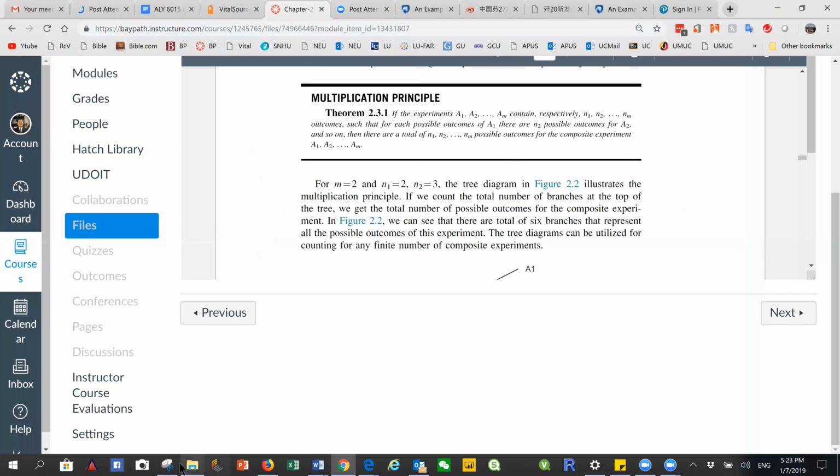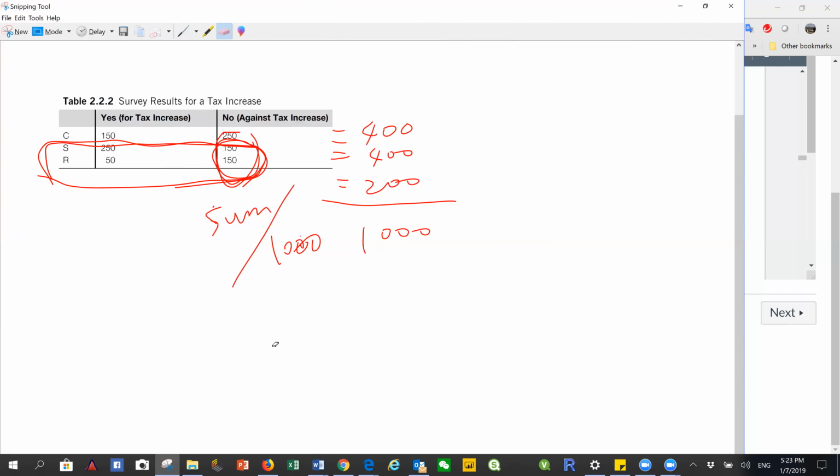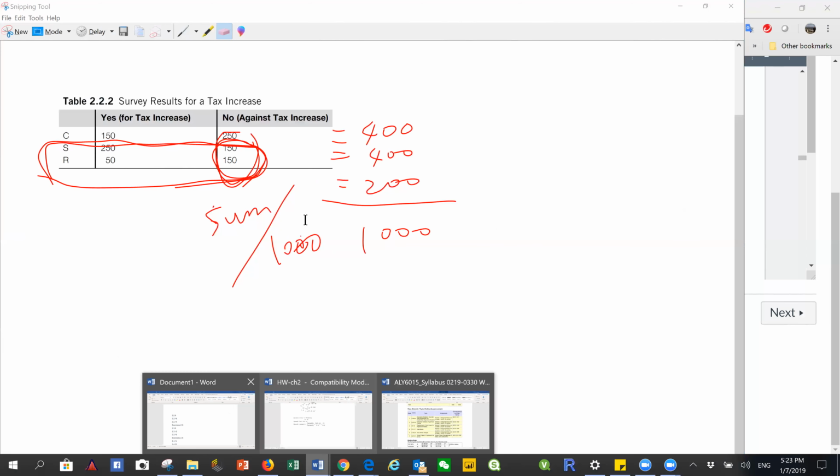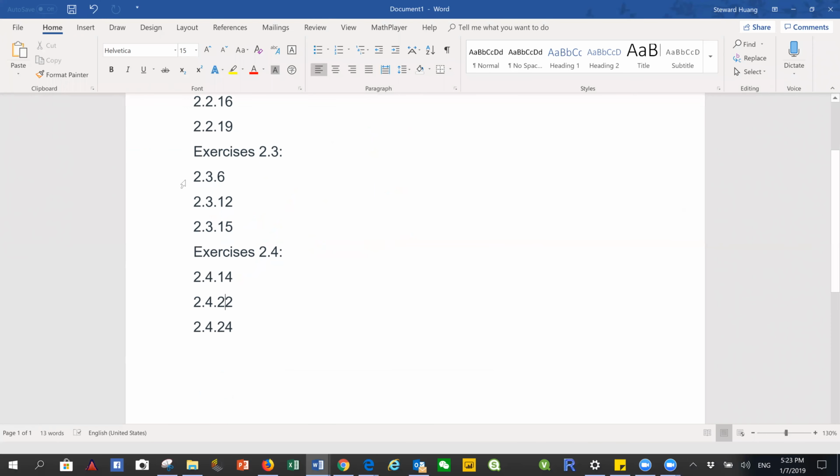Now let's look at the 2.3 section. Okay, we are getting harder here. Number 6 is right here.